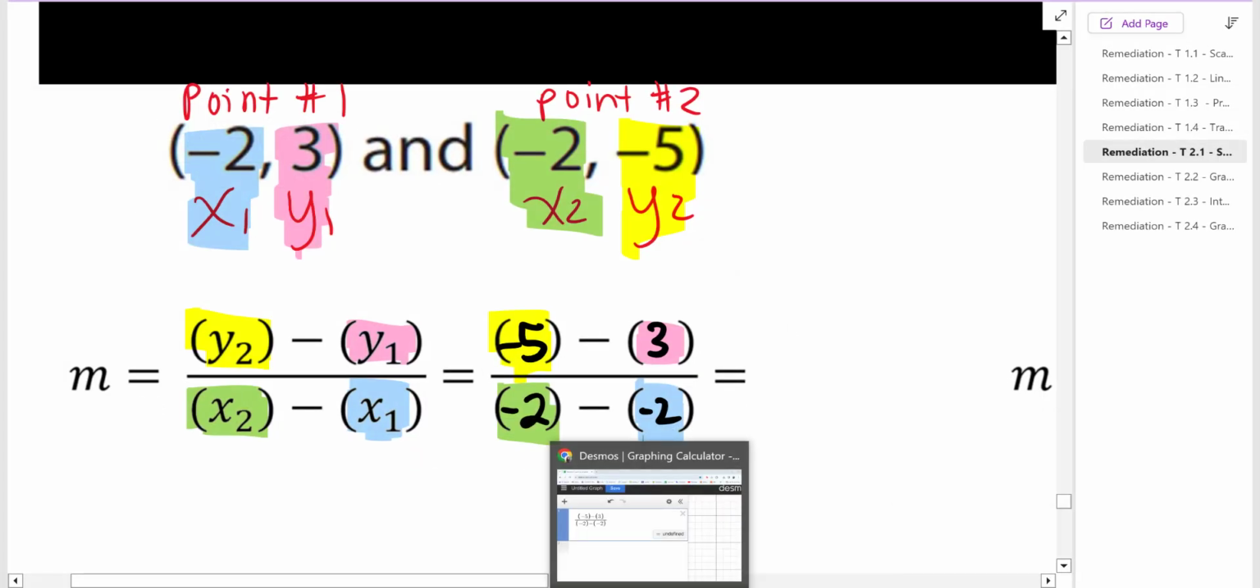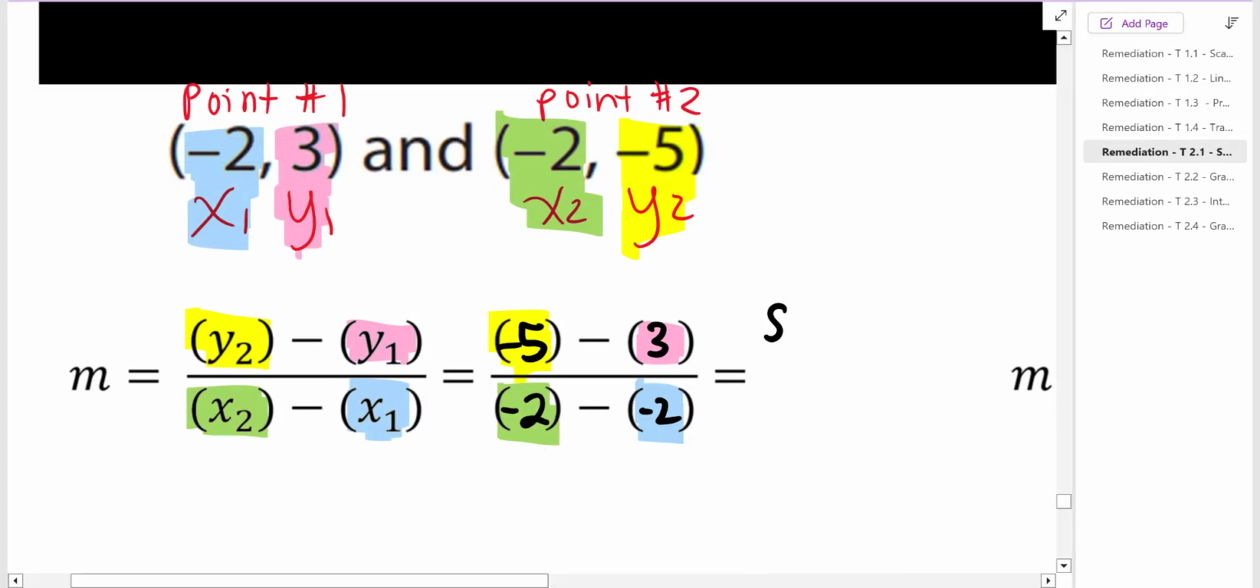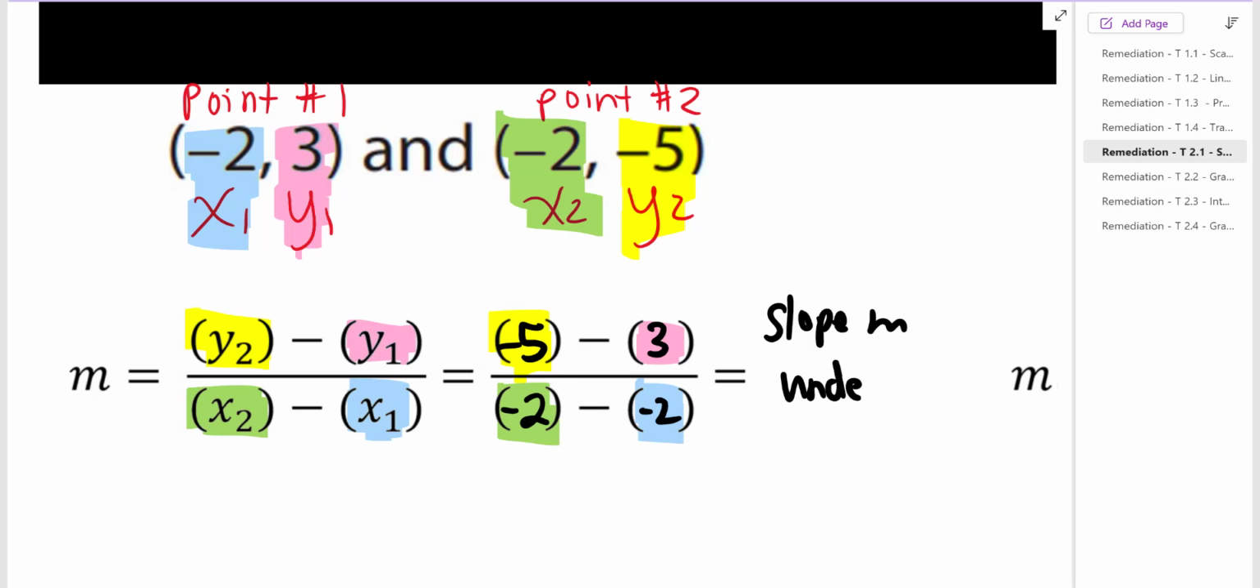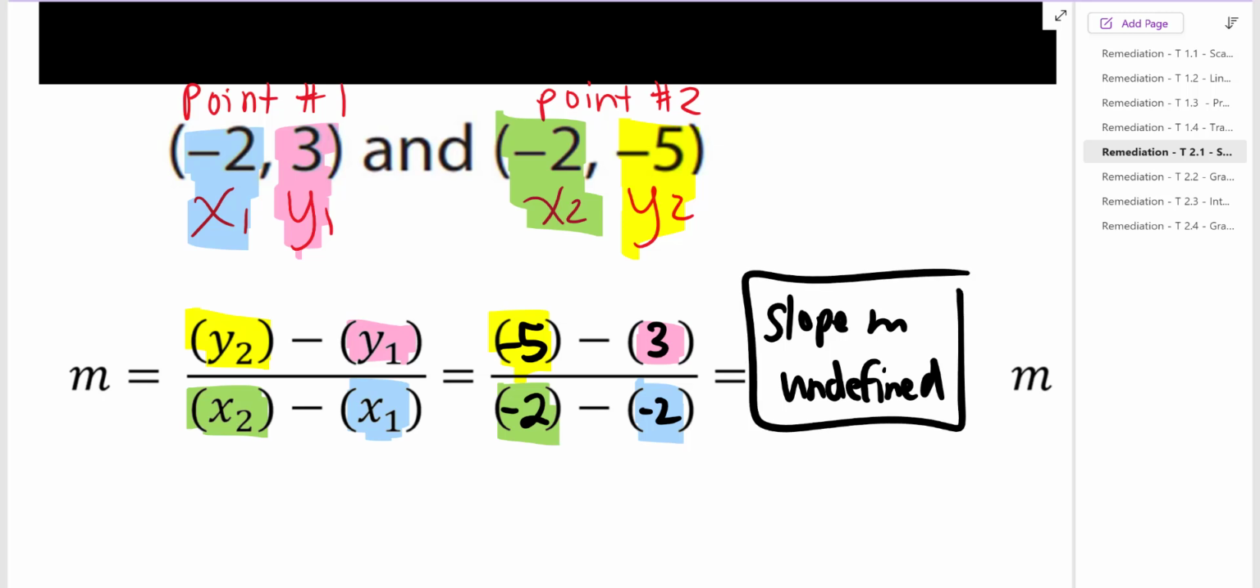Okay, so you're going to write that slope m is undefined. Okay, that means that your graph looks like this, like a vertical line. So, ¿qué significa así? Significa la línea está vertical.